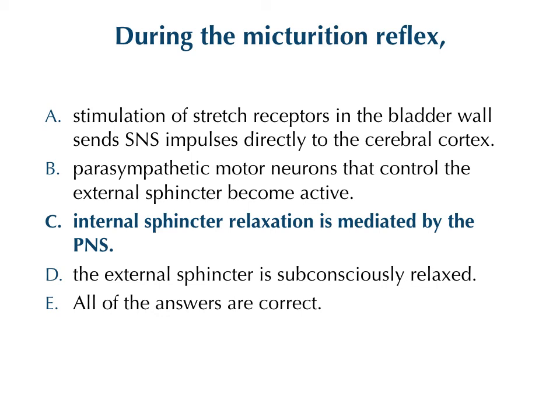Hopefully you knew that internal sphincter relaxation is mediated by the PNS. Remember, PNS for P. The external sphincter is consciously relaxed through the voluntary system. Stimulation of stretch receptors in the bladder wall is not going to send SNS impulses directly to the cerebral cortex. And parasympathetic motor neurons do not control the external sphincter. Again, that's under voluntary control.